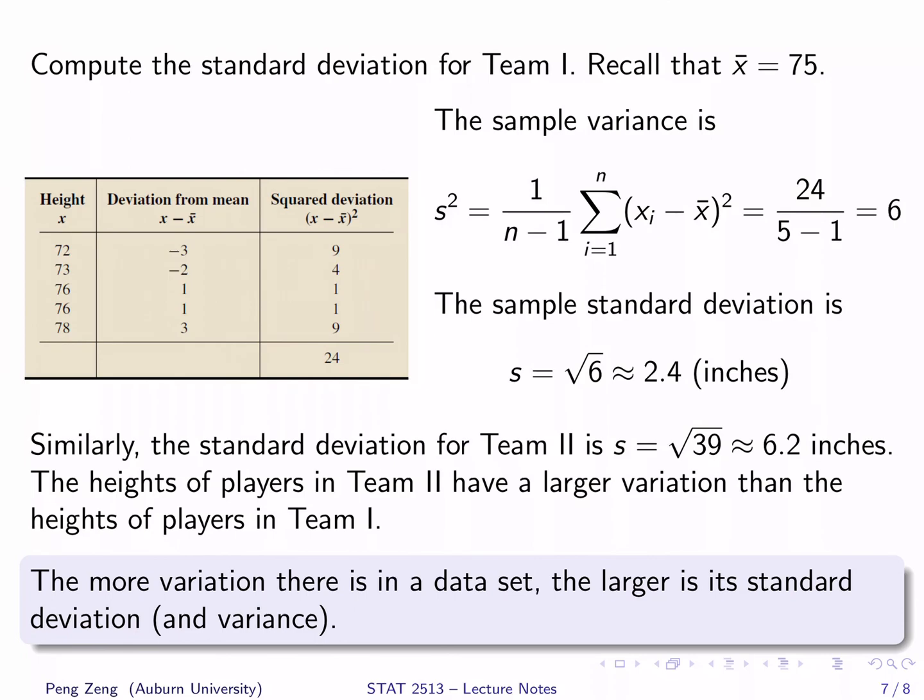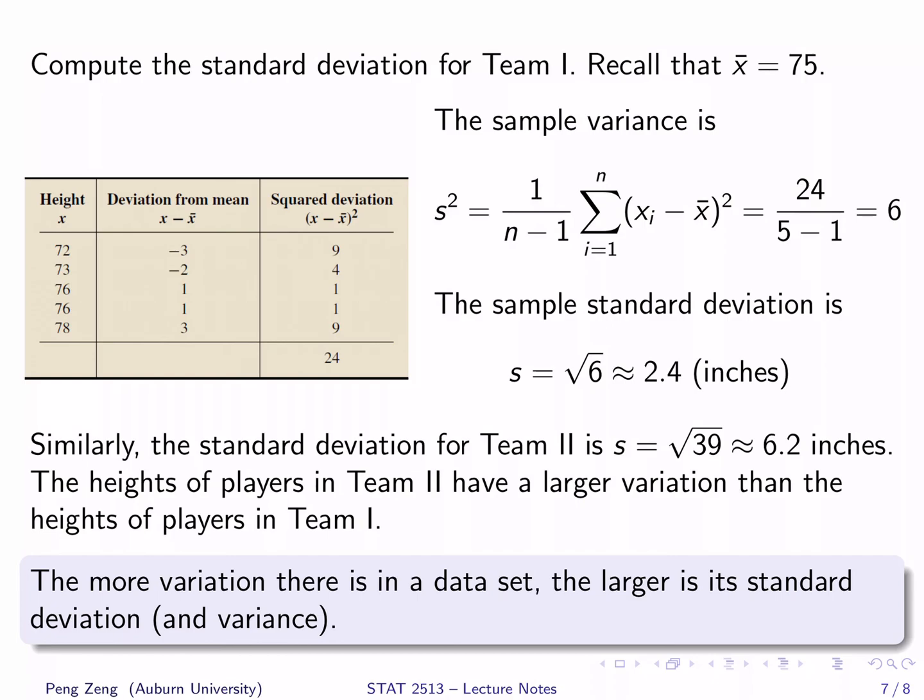Let's look at an example. We want to calculate the variance and standard deviation of the 5 players in Team 1. We already know that the sample mean is x bar equals 75. The table shows the steps of the detailed calculation. We first write out all numbers in the first column. In the second column, each number in the first column is subtracted by the sample mean 75. Hence, the second column is the deviation.